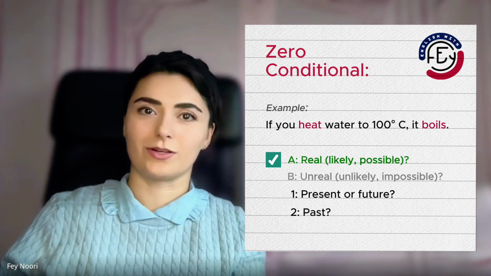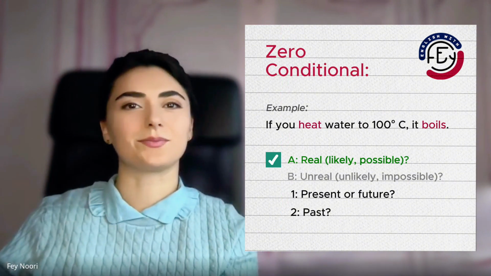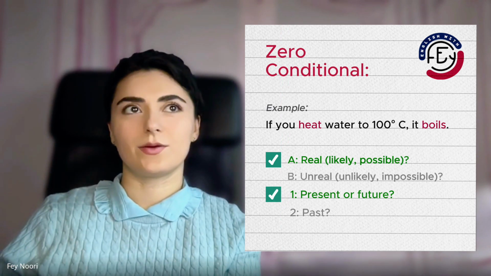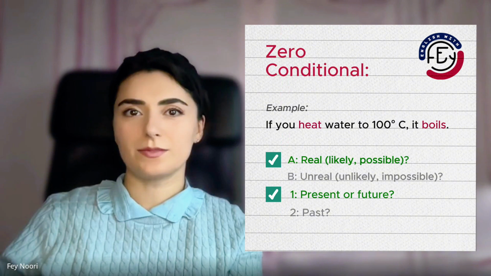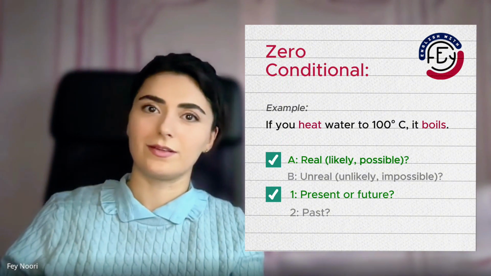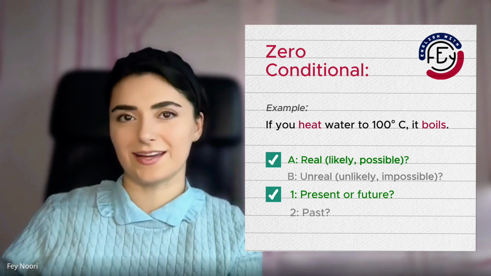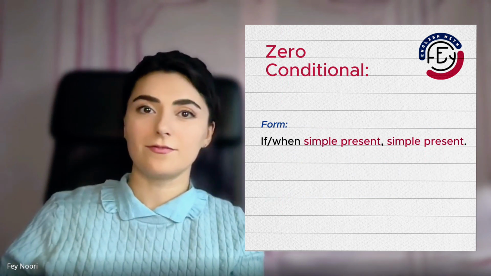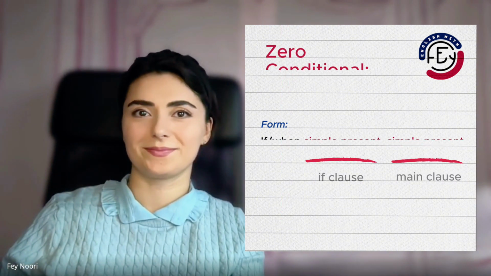Whenever you heat water to 100 degrees Celsius, it boils. Okay, so present or the past? Present. And real or unreal? Real. So in type 0, it's always real, and it talks about the present, not about past actions. And again, a quick review: if, simple present, comma, simple present.